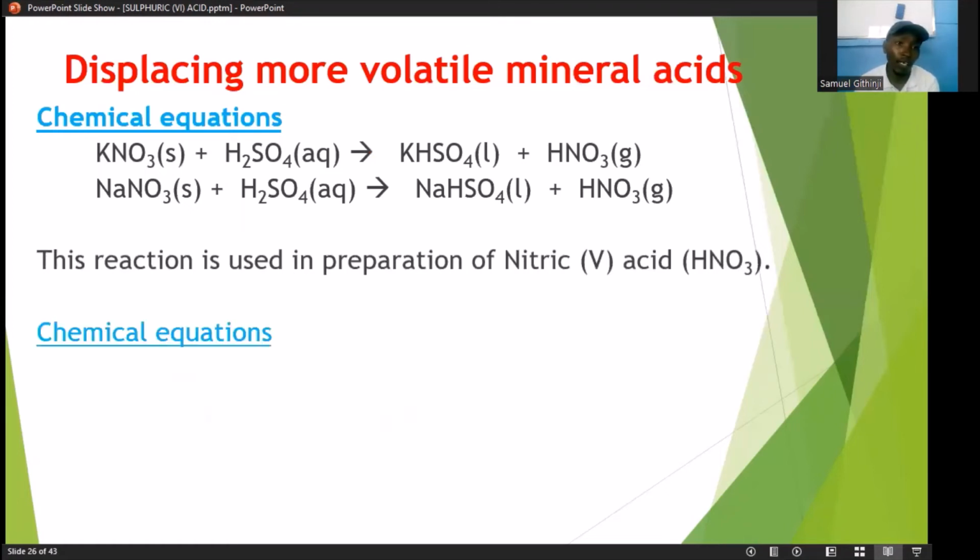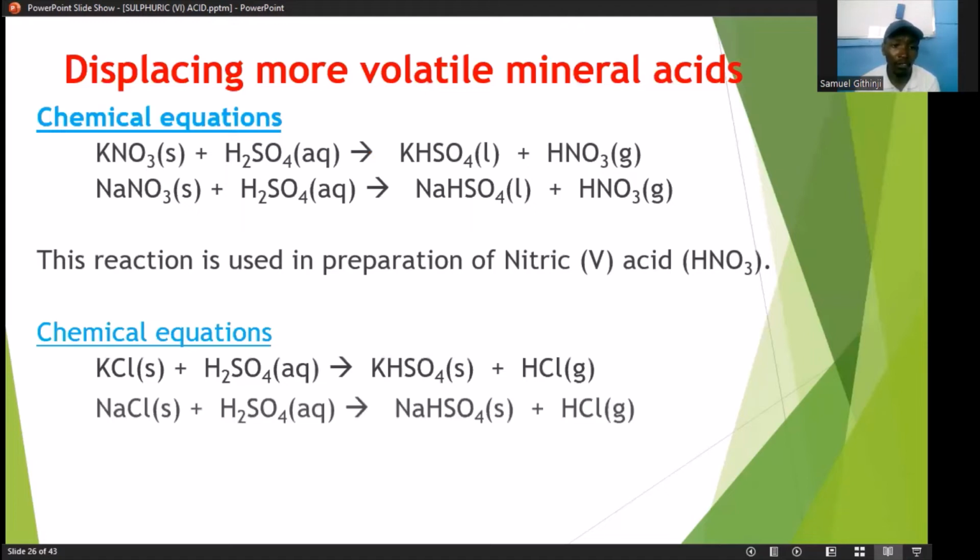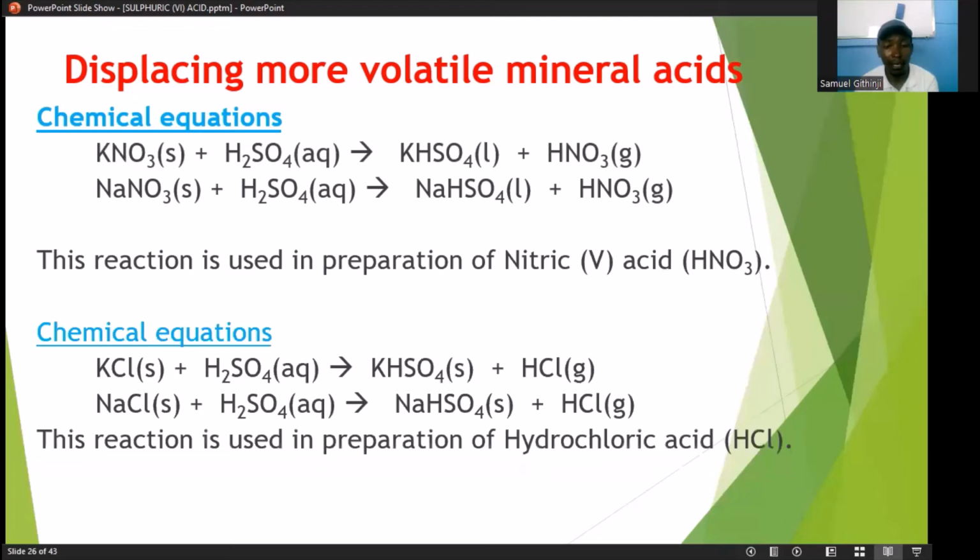If it is with chlorides, like potassium chloride or sodium chloride, again, concentrated sulfuric acid can displace the HCl gas from these chlorides, because itself is less volatile. So it displaces the more volatile acids from the salts.